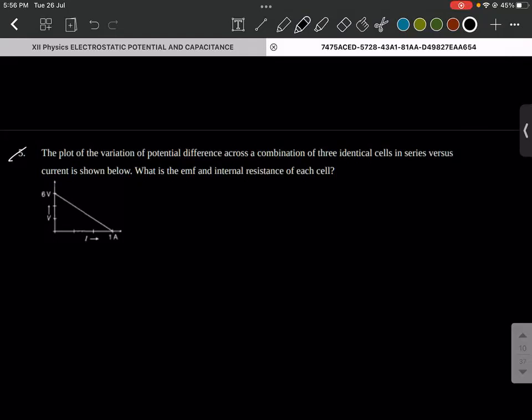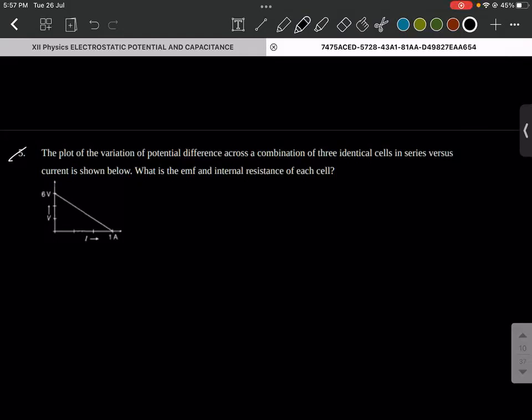Here, one confusion I want to stress on. When we say series, people think that the EMF will always get added. Not necessarily. When you say cells are in series, what are the preliminary conditions there? It doesn't mean the EMFs get added. Rather, it actually means that the current across all the cells is the same. So wherever you see the word series, the first thing that should come to your mind is current is same.